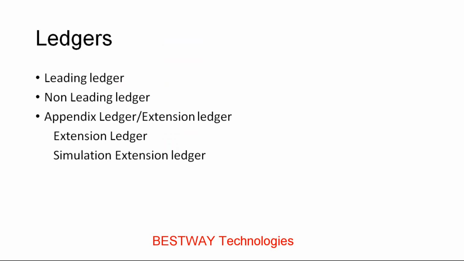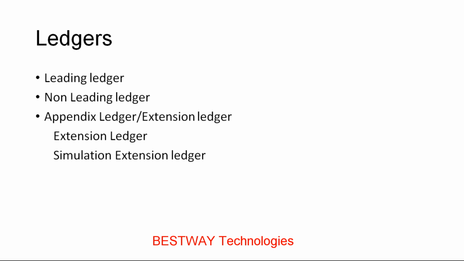Now, coming to the ledger part, this is the first functional change SAP has brought. Going forward in S4 HANA, we will use a leading ledger as well as a non-leading ledger as it is. Along with that, SAP has given a new ledger called the Appendix Ledger, also called the extension ledger. The name Appendix Ledger was given in 1503, and from 1511 onwards the name has been changed to extension ledger.